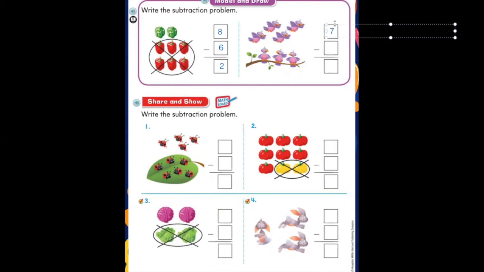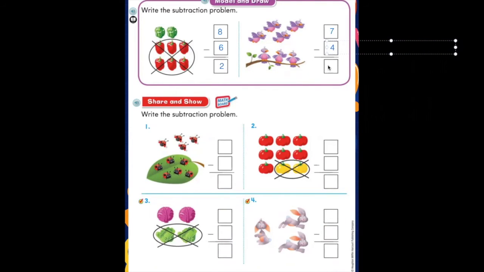Then we see that there are some birds flying away. Let's count how many birds are flying away. 1, 2, 3, 4. 4 birds are flying away. So our subtraction sentence will now say 7 minus 4.